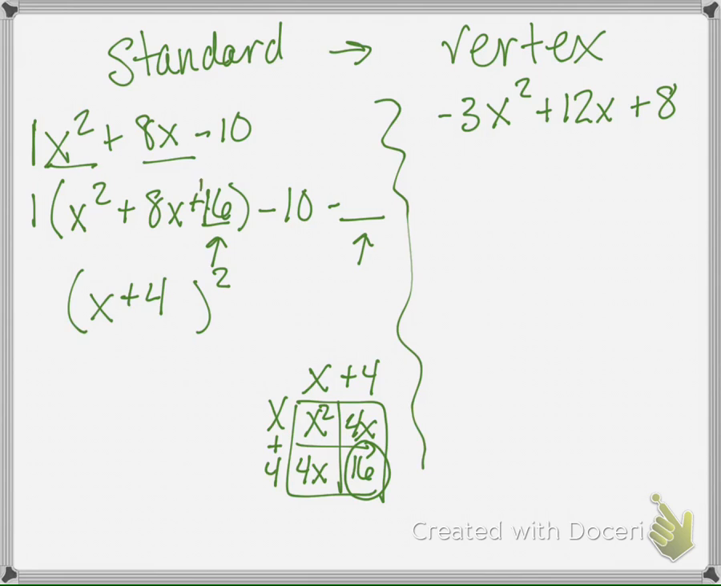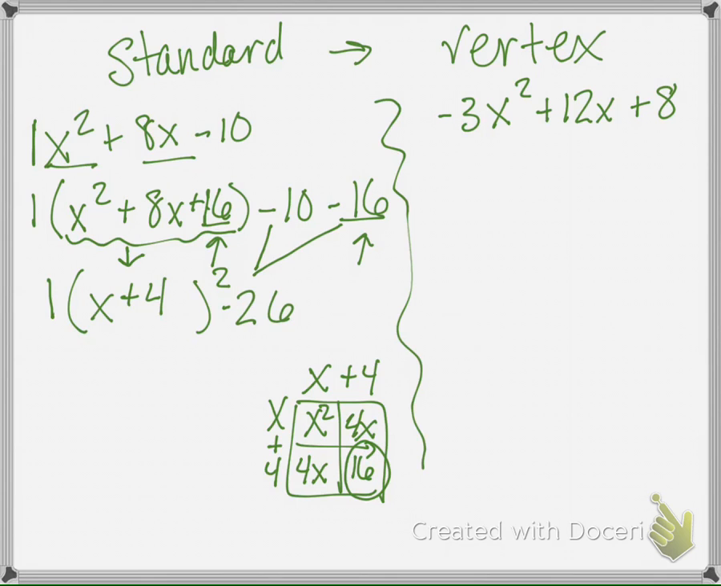Now, I added a value of 16 into my equation that wasn't originally there, so to keep everything balanced, I have to subtract that 16 out here. So to just clean up my equation here, I bring down my a value, 1. X squared plus 8x plus 16 is the exact same thing as x plus 4 squared, so that's all taken care of. And then negative 10 minus 16 is negative 26.